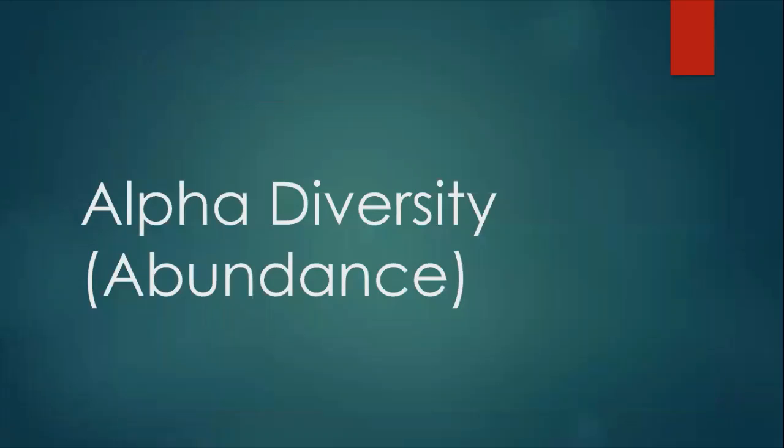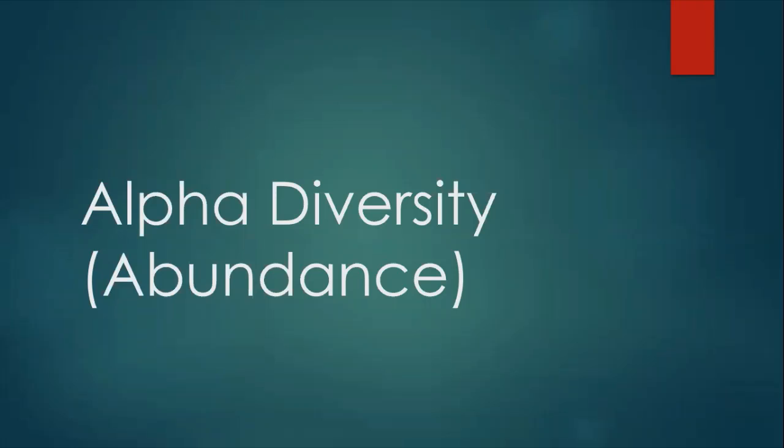Let's move on to the next thing, which is alpha diversity. Alpha diversity measures the abundance of different microbes within our samples. So what we're interested in is, A, do we have enough samples for any other analysis to be worthwhile, and B, is there a difference in the abundance between different things?